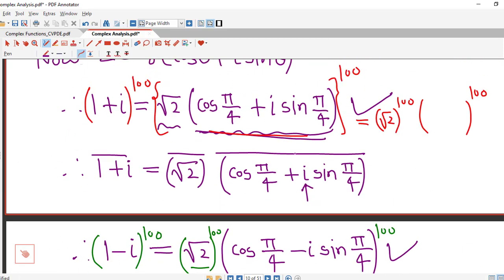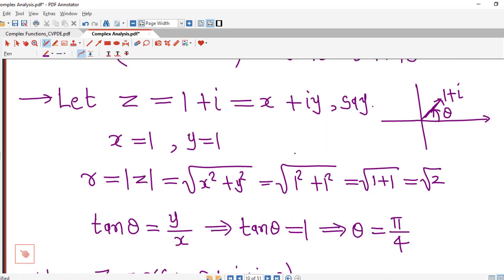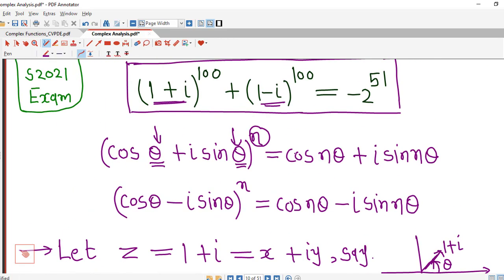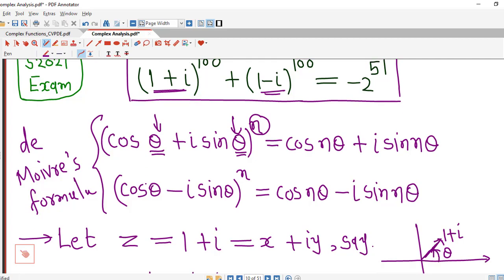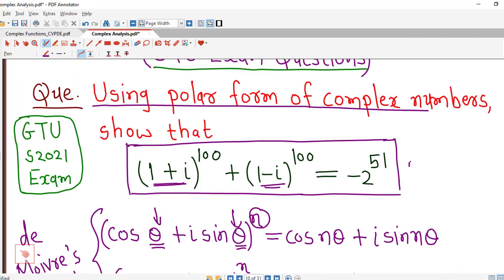So all we have to know is how to write the polar form of a given complex number and this De Moivre's formula. So this is the application of De Moivre's formula. If we are familiar with the polar form of a complex number, then we can easily do this type of problems.